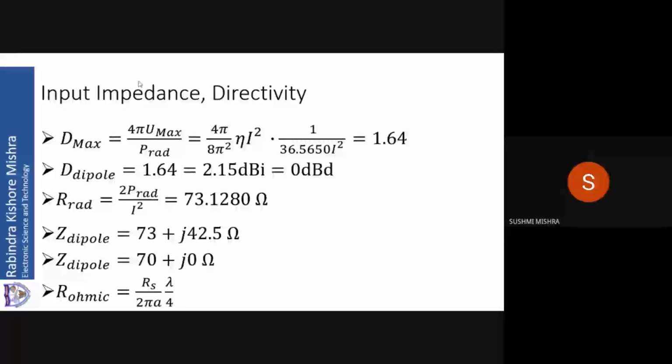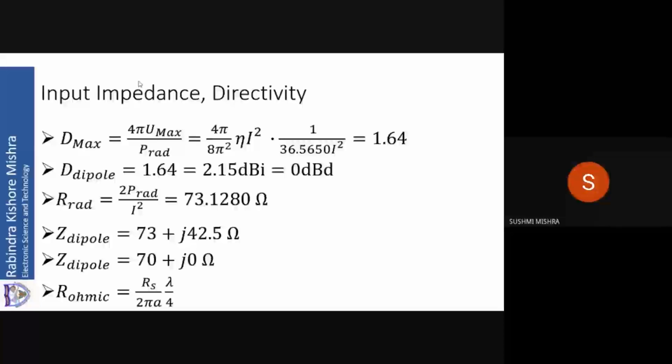Why have we written this? Because we can do some adjustment in the dipole, which I am also going to discuss. We can do some adjustment in the dipole construction so that this reactive component can vanish. We can make the reactive component equal to 0.